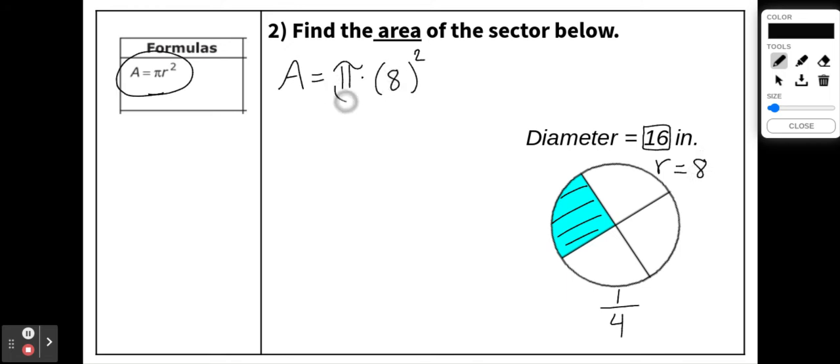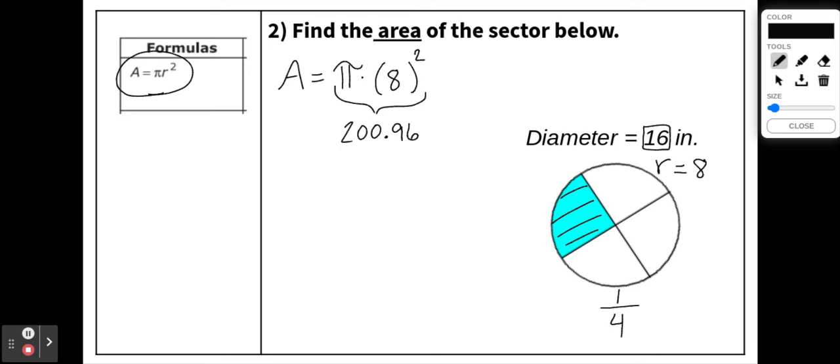So I'm going to put 8 right in there. Now I'm going to use my calculator. Pi, which is 3.14, times 8 squared. And you can try it in your calculator and you should get 200.96. Now remember, that's the area of the entire circle, and I want to know just the shaded sector, which is 1/4 of the circle.